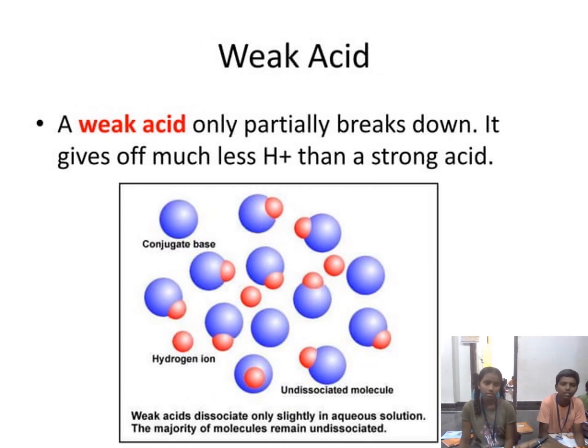Next one is weak acid. The opposite of that will be weak acid. A weak acid only partially breaks down. It gives off much fewer H plus ions than a strong acid. An acid that produces fewer H plus ions than a strong acid, we call a weak acid. A strong acid produces more H plus ions in a given amount of water, and we call it strong acid. If there are fewer H plus ions, we call it weak acid.